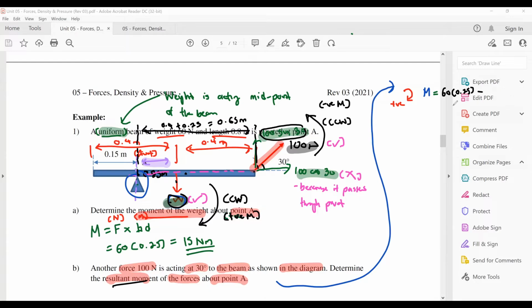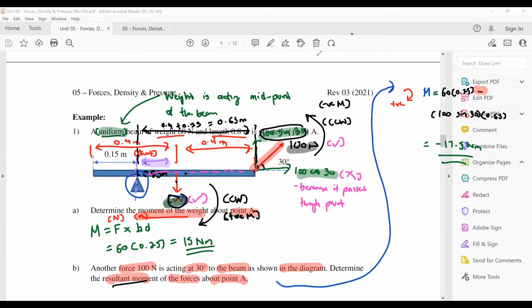So this one will be 100 sine 30 times 0.65. Remember that there's a negative here. So you try to simplify this: 60 times 0.25 minus 100 sine 30 times 0.65, you're going to get negative 17.5 Newton meter.